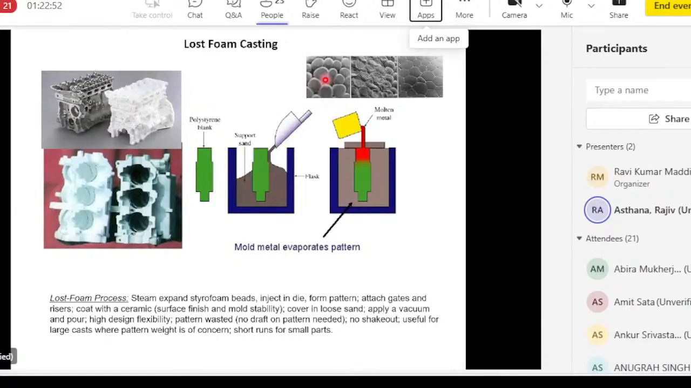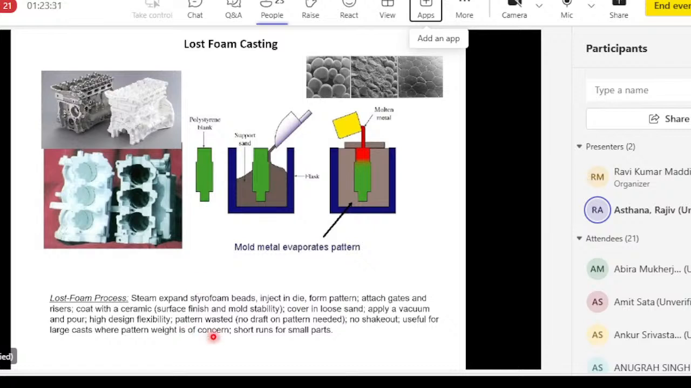If the styrofoam beads are not fully fused together, then you get a rough texture. If they are overheated, again, you get a poor texture. But if you get the right temperature, then sometimes vacuum is used to suck the gases, burnt foam from the mold. And flexibility, you can make fairly complex parts like cylinder heads and pistons and everything. A lot of small engine manufacturers use this process.